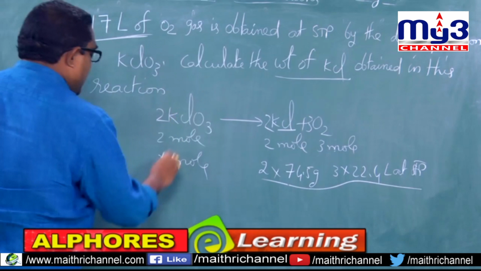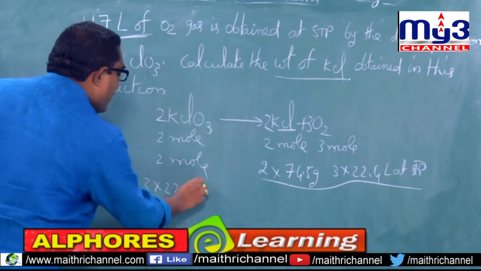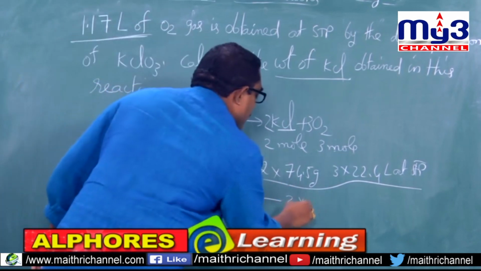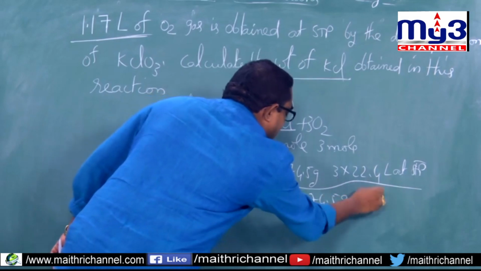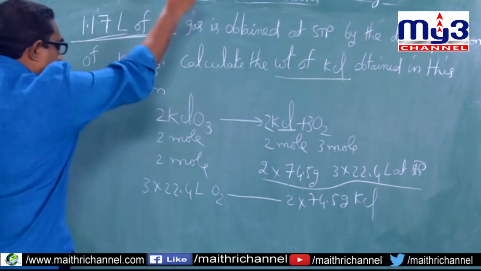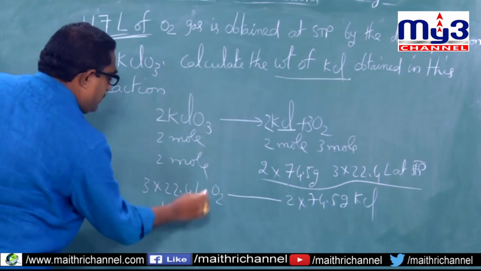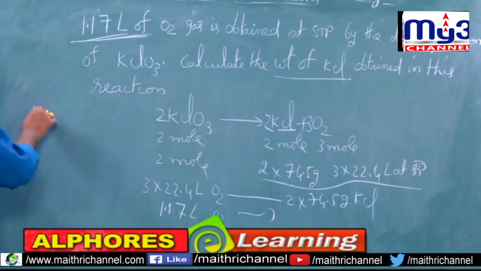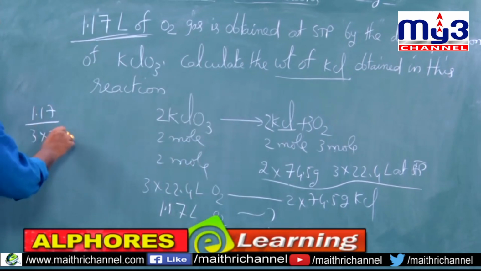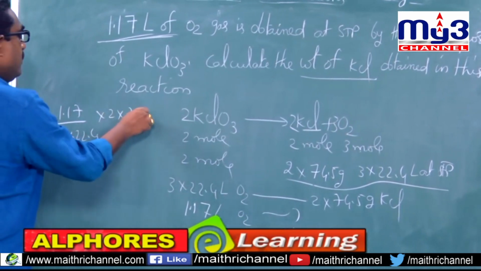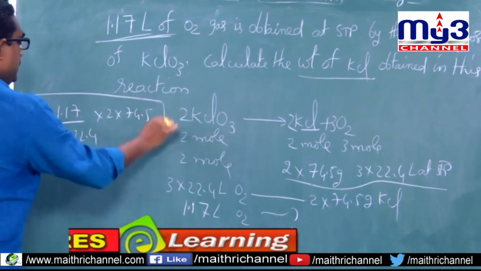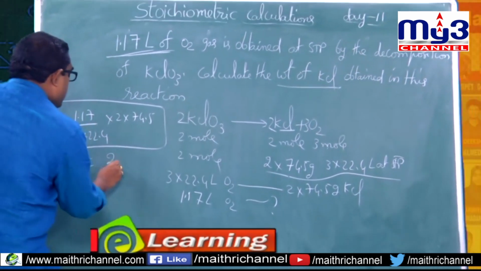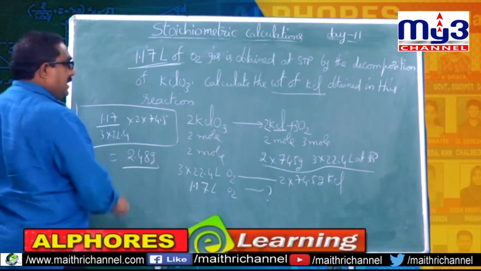See, I am writing here: 3 into 22.4 liters oxygen is obtained along with 2 into 74.5 grams of KCl. But this time only how much oxygen is given? 1.17 liters of oxygen. I am doing the calculation here, students: 1.17 by 3 into 22.4 into 2 into 74.5. So, this you have to calculate, and finally, you will get the answer as approximately 2.48 grams.